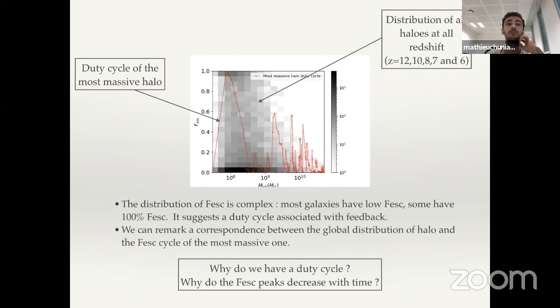And in fact, if you add the escape fraction evolution of the most massive halo, in red, you see that there is a correspondence between the global distribution, in gray in the background, and the escape fraction evolution of the most massive halo, with the presence of a duty cycle. You can also see that both the global distribution and the escape fraction for the most massive halo are decreasing at high mass. And so you can wonder, first, why do we have a duty cycle? What are the reasons for this? And why do the escape fraction peaks decrease with the mass?